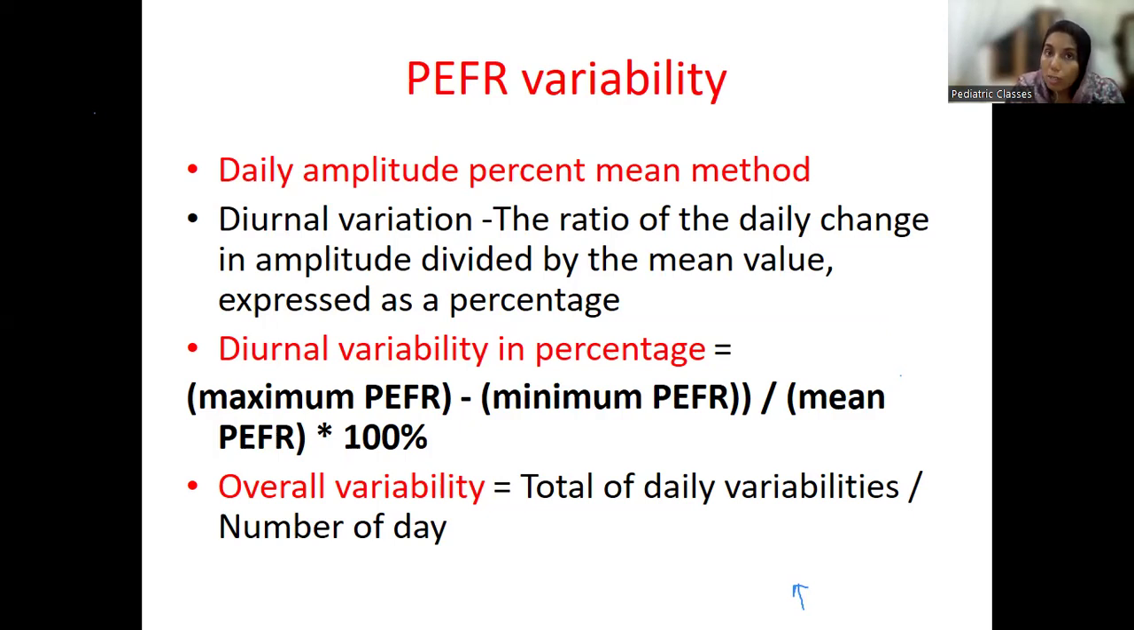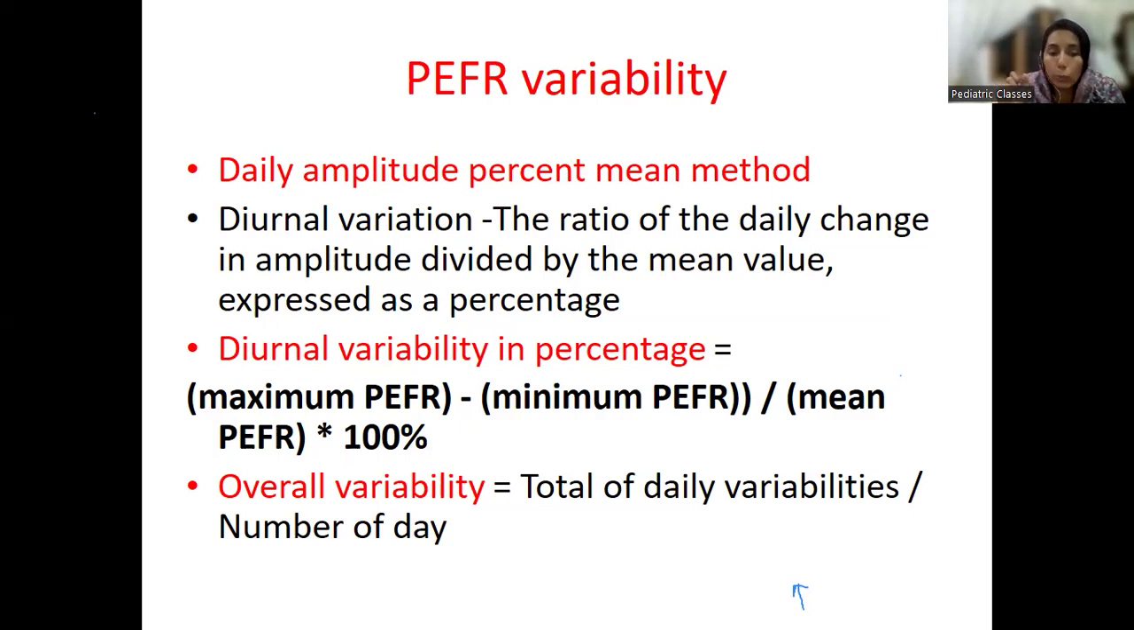This we do over a span of 1 to 2 weeks. We are not doing it in one day; we are doing it daily. So we will get the overall variability as some value, and we divide that by the number of days. That is the average.